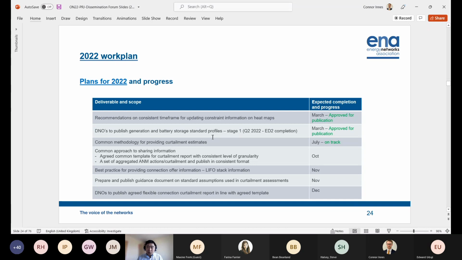Also, we'll try to come up with a best practice to provide LIFO information, which stands for last in, first out, which basically is your position in the ANM queue. And we'll try to standardize as much as possible the curtailment assessment approach that different DNOs are taking, and publish curtailment reports in an agreed manner. That's just a quick overview of where P8 is up to this year. Thank you.